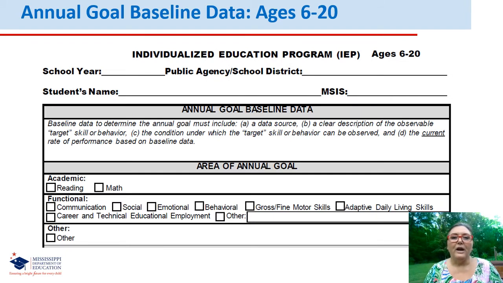For our students that are ages 6 to 20, this is what their IEP form looks like. Notice that we are focusing on the academic areas of reading and math because these are our foundational skills. These are the 2 areas that go across the curriculum for our students. We also have areas of focus where we are looking at their communication, their social, their emotional, their behavior. So keep in mind as you're writing goals for your students that we want to focus on academics, which are the reading and the math, but then we can also look outside of that as well.